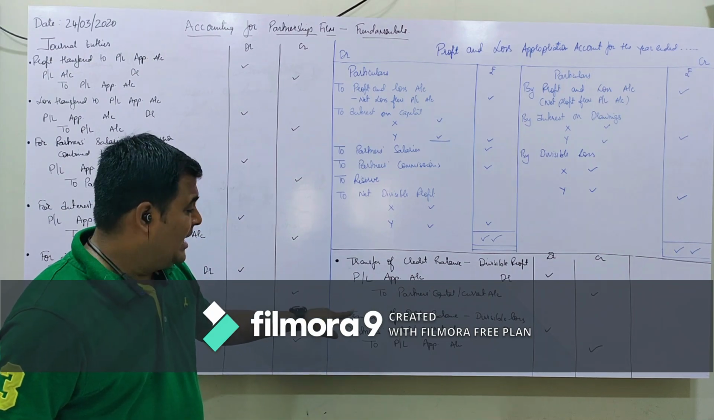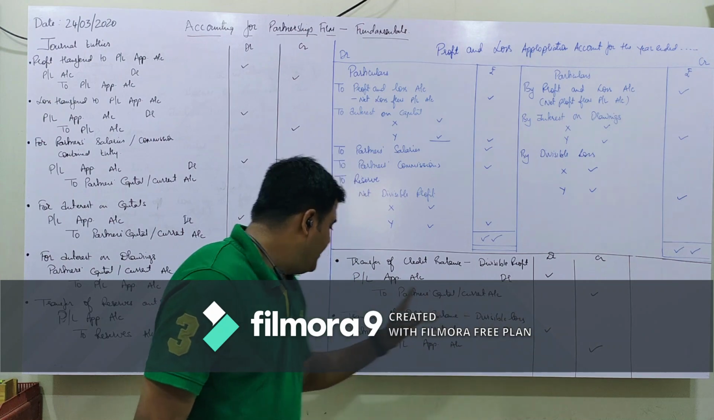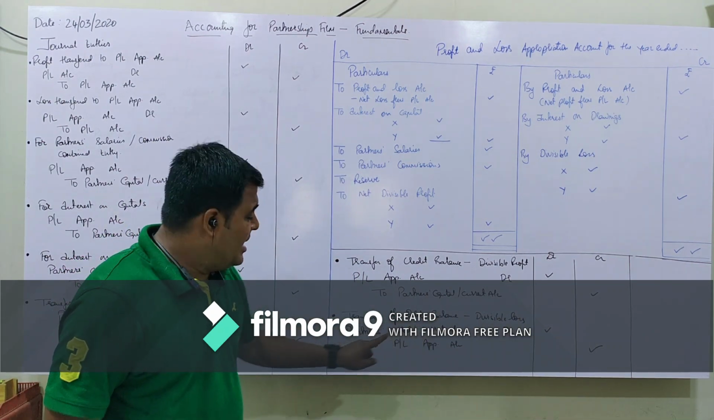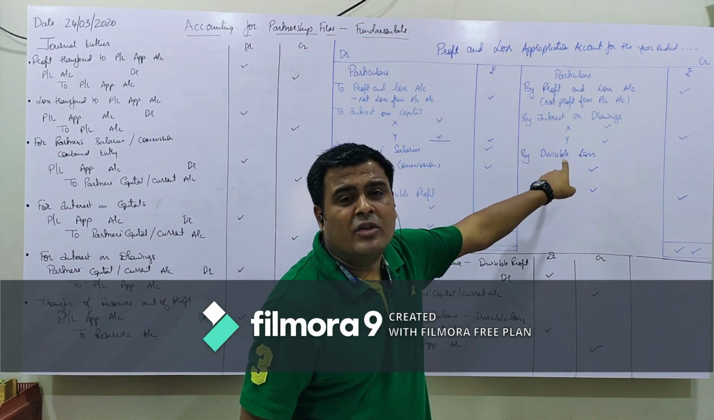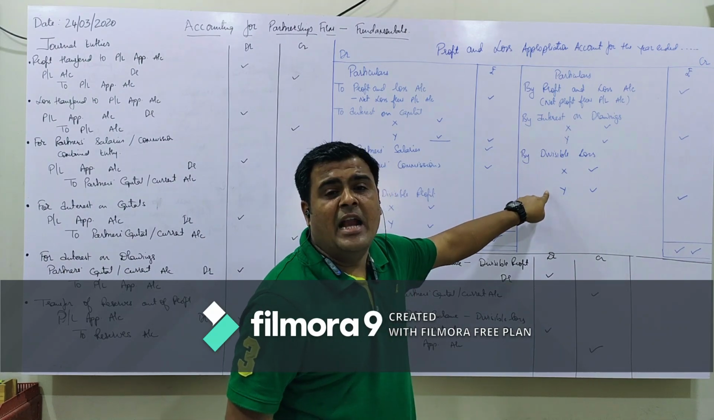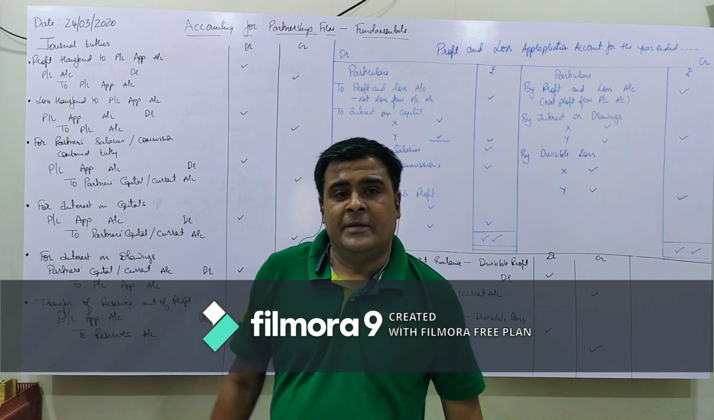The last entry is transfer of debit balance, that is divisible loss. Partners capital or current account is debited here, and profit and loss appropriation account is credited. You can see on the credit side of profit and loss appropriation account, we have X capital and Y capital. So you have 2 minutes to copy this.